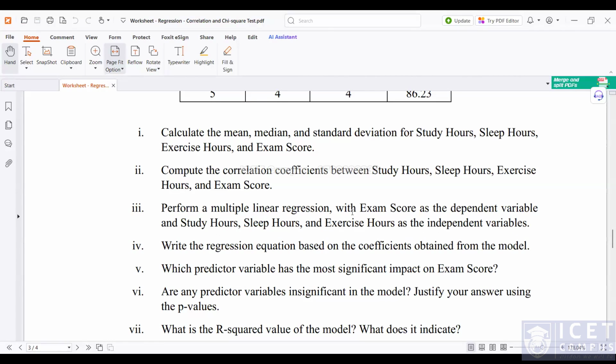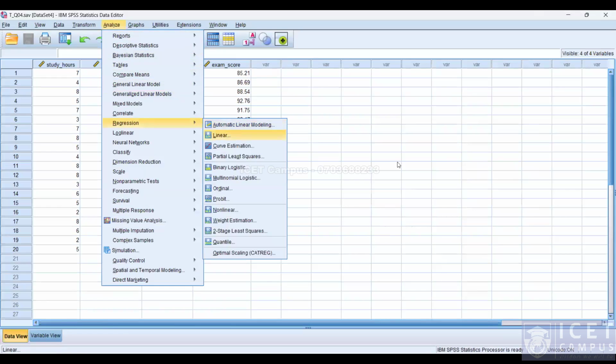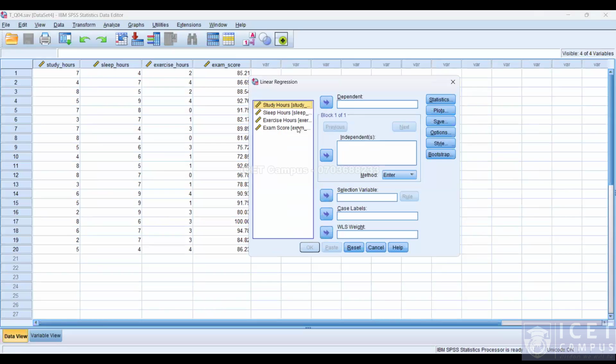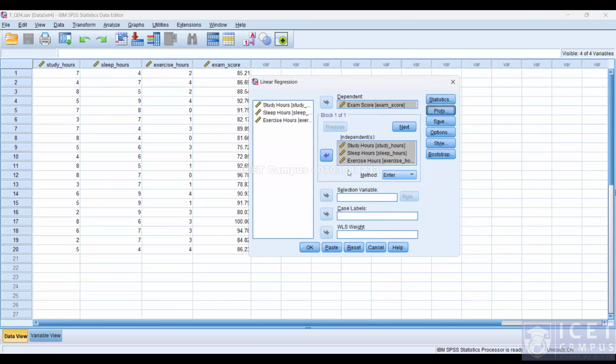We have to go for multiple linear regression. So yes, we can go analyze, regression, linear, right? So dependent variable is exam score. Independent variables, we can take all here, right? So model fit, okay, R squared, descriptives. We can take what we want. Plots also there.